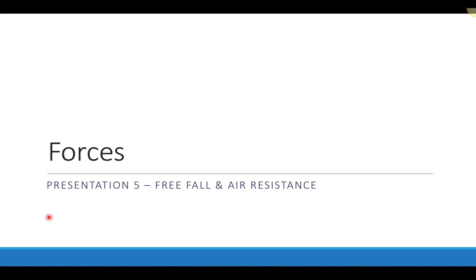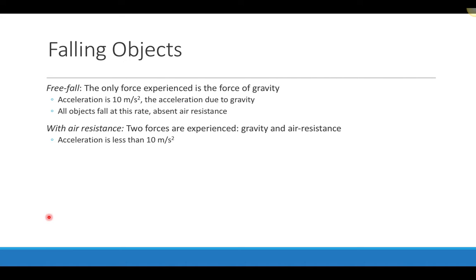In this last presentation on forces, we look at an object that's in free fall and then also an object that is falling and experiences air resistance during the falling motion. So when an object is in free fall, the only force that's acting on it is the force of gravity, and under those circumstances, the object accelerates at 10 meters per second squared downward, and this is from the acceleration due to gravity. And all objects will fall at this rate in the absence of air resistance.